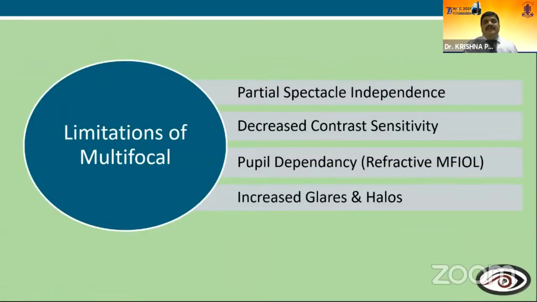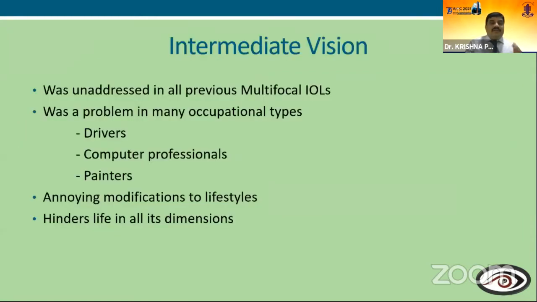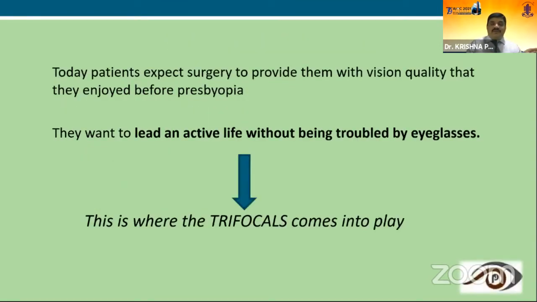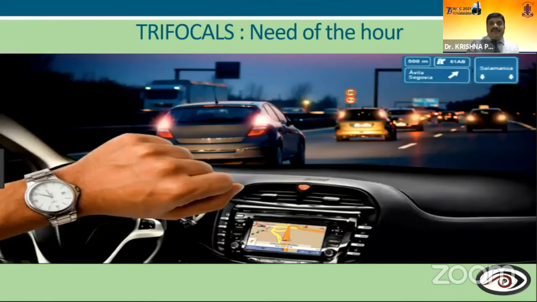So what are the limitations with this multifocal? There is partial spectacle independence and decreased contrast sensitivity. Previously, we used to implant refractive multifocal IOLs, which are dependent upon pupil size. There is increased glare and halos. That's where intermediate vision comes in, which was not addressed in the previous multifocal intraocular lenses. It was a problem for some occupations like drivers and computer professionals, who had to modify their lifestyle. This is where the trifocal comes into play. Probably I feel it's a need of the hour.